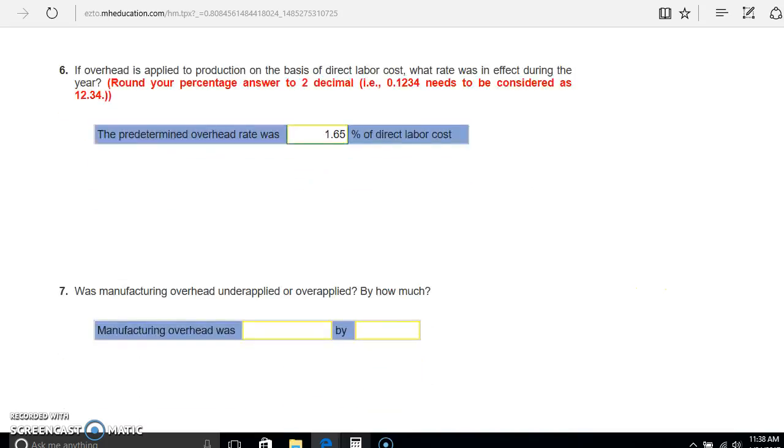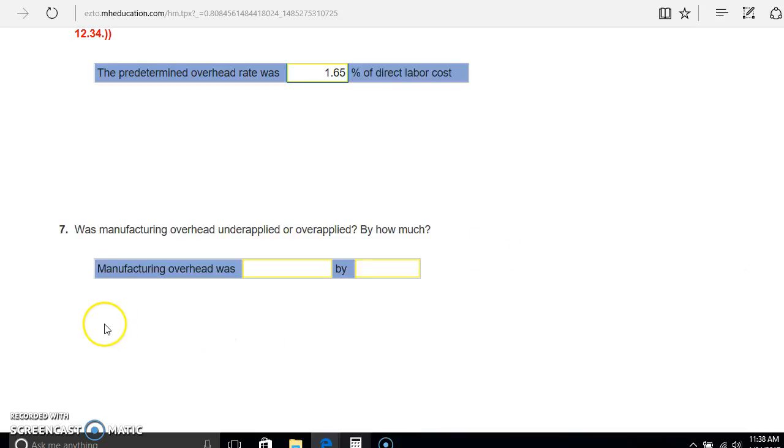So now, was overhead underapplied or overapplied, and by how much? What that means is we estimate, right? At the beginning of the year, we're estimating 1.65, or I guess 165%. So then at the end of the year, we can kind of estimate how we did with that. We have to estimate at the beginning of the year because we're going to have to kind of figure out what our costs are going to be as we manufacture these products. So let's see how we did on our estimation.